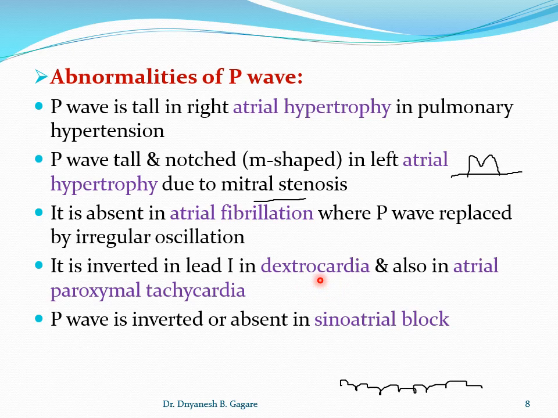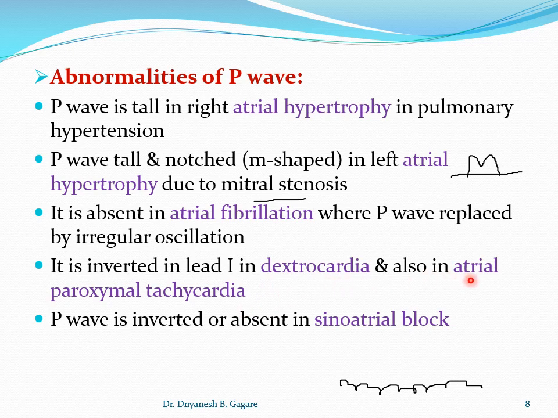Dextrocardia means shifting of the heart towards the right side. If such a thing happens, the direction of the current decides the polarity of the wave. In lead 1, you remember the connections: the negative terminal is connected to the right arm, and the positive terminal of the ECG machine is connected to the left arm. Here, due to the shifting towards the right side, the current is flowing away from the exploring electrode, and that's why the wave becomes inverted.